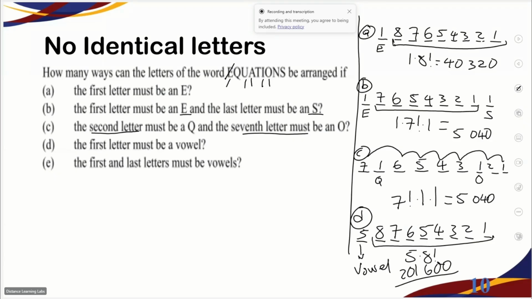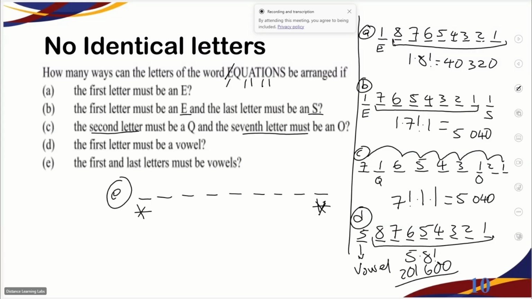The first and last letters must be a vowel. The word has 9 letters: 1, 2, 3, 4, 5, 6, 7, 8, 9. Now, we said whenever there is a position that is being restricted, we start first filling in the restricted positions, meaning we will start first filling the first position and then fill in the last position. Then with the remaining letters, we can fill in the remaining positions.